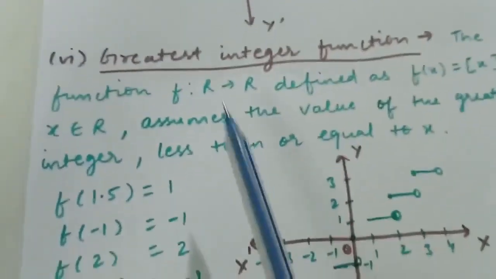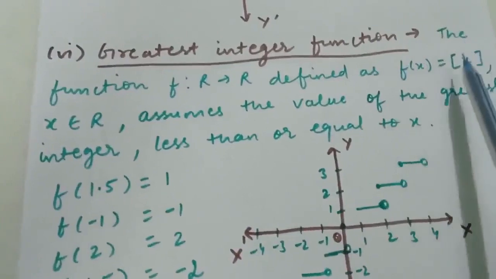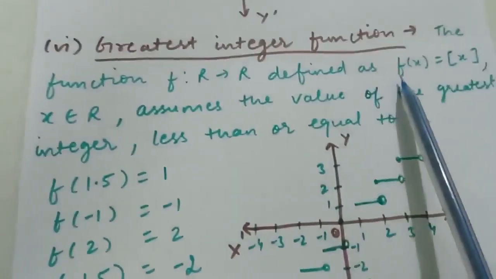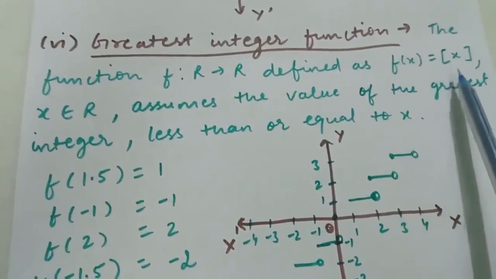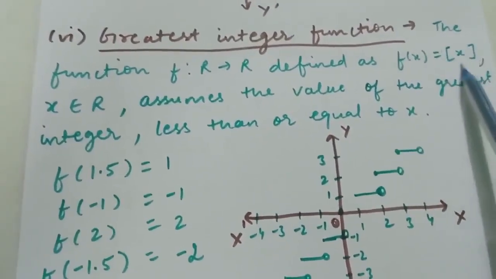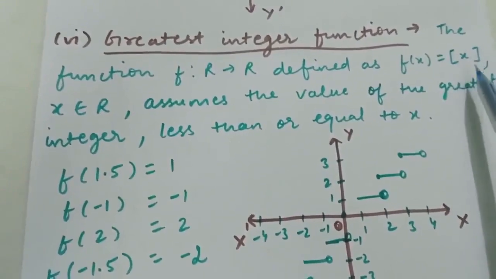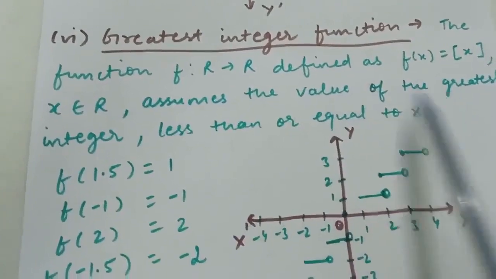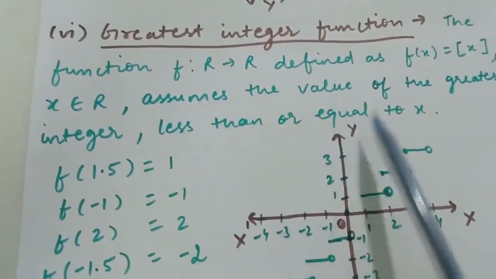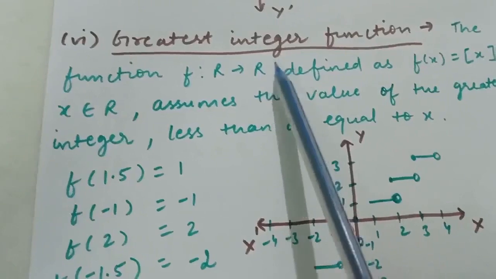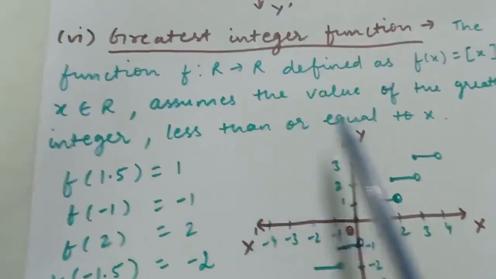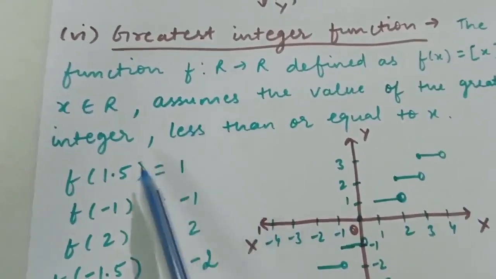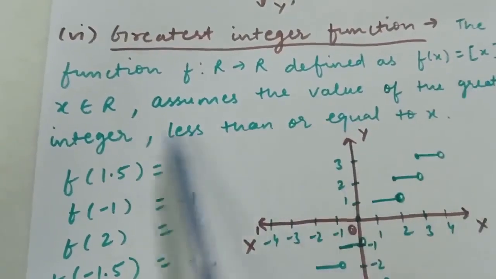Now next is our greatest integer function. The function f, this is also from real numbers to real numbers, defined as f(x) equal to the greatest integer function. This symbol is for the greatest integer function. Where x belongs to R, it assumes the value of the greatest integer less than or equal to x. What is the greatest integer function? Either the value is equal to x, or the value is less than the number but the greatest such integer.